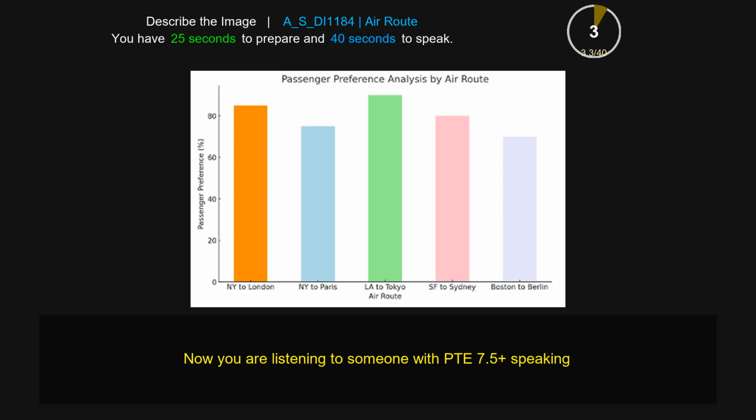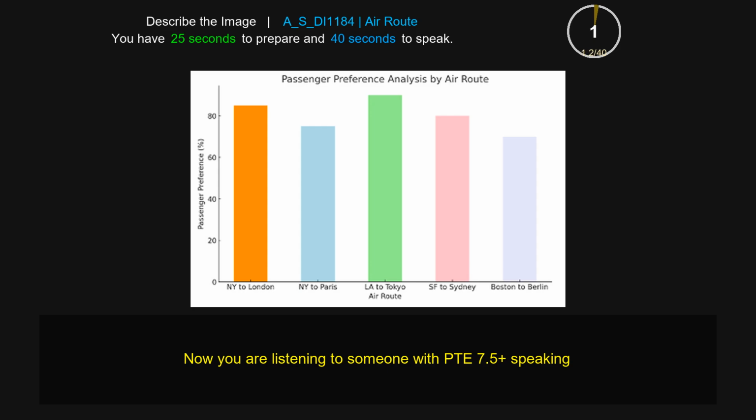This bar chart gives information about passenger preference analysis by air route. From the picture, we can see in SF to Sydney the value is 79. In NY to London the number is higher, which is 84. The highest point is in LA to Tokyo with around 86, and the lowest one is the Boston to Berlin with just 72. To sum up, the graph tells about passenger preference.